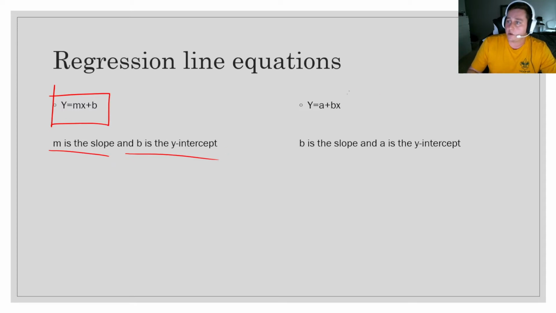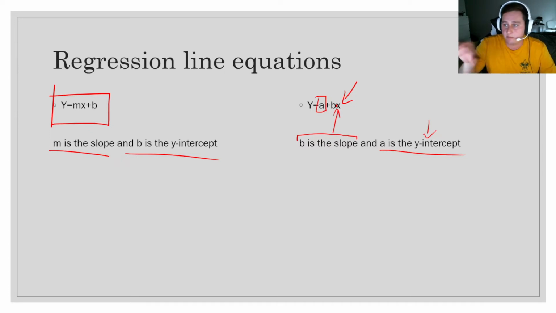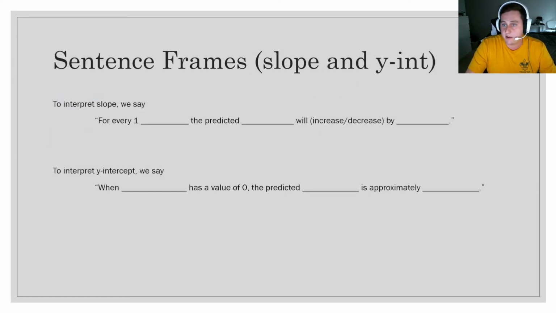Well, there's this other version. Sometimes you see this, and it's the exact same thing. Don't freak out, because b times x, that means b is the slope, right? B is the slope because it's attached to x with multiplication. And same thing, if x were to become 0, we'd be left over with a as our y-intercept. That's it. That's the entirety of the formulas, the functions, right? The least squares regression lines.